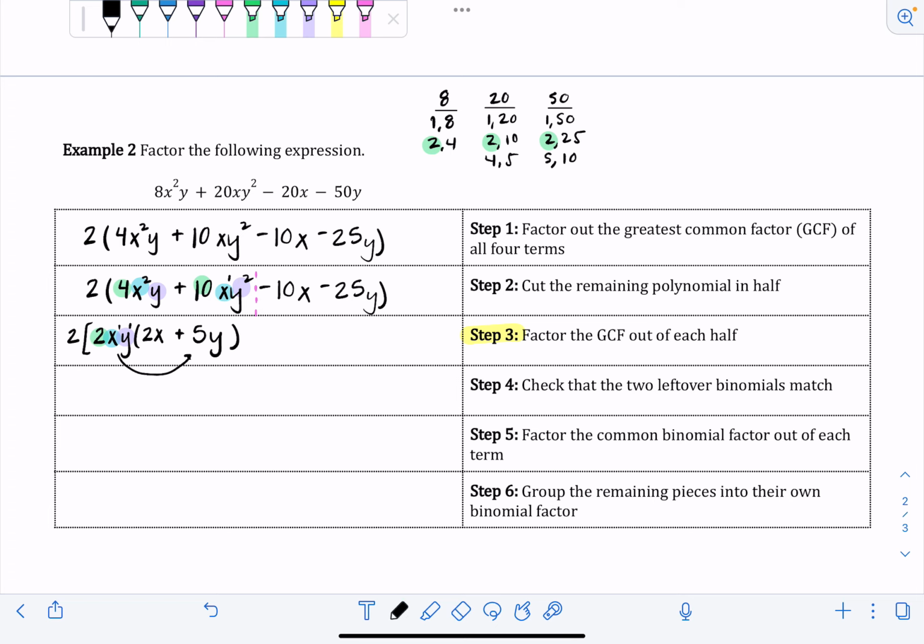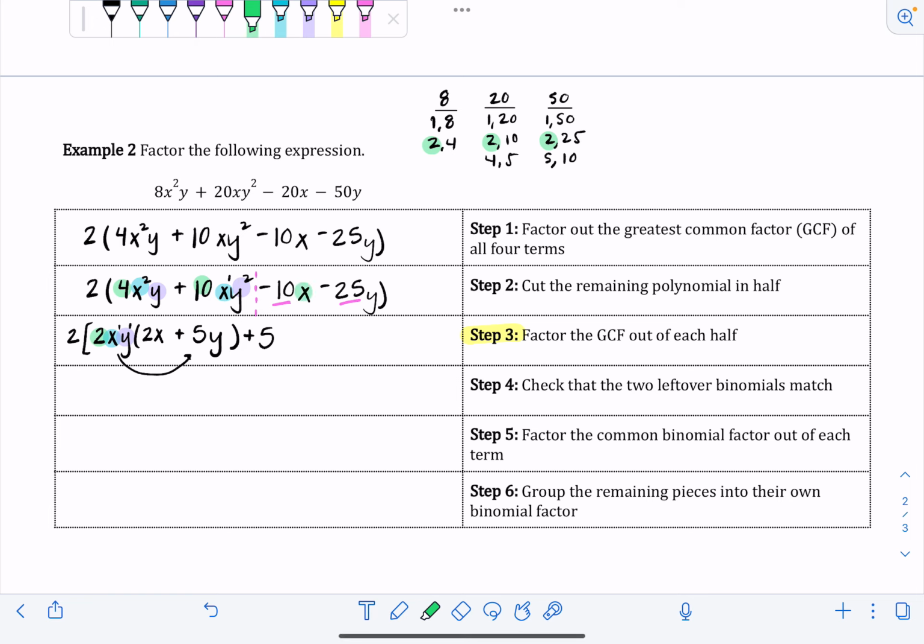Okay, and now I'll focus on the second half of the parentheses, so over here. For my coefficients, I have a negative 10 and a negative 25. Most of the time, if the first term is negative, you're going to want to factor out a negative. But don't write this part, because I'm going to make a mistake on purpose so that we can talk about that mistake. So let's say between 10 and 25, I say the GCF is 5, and I factor out a positive 5.